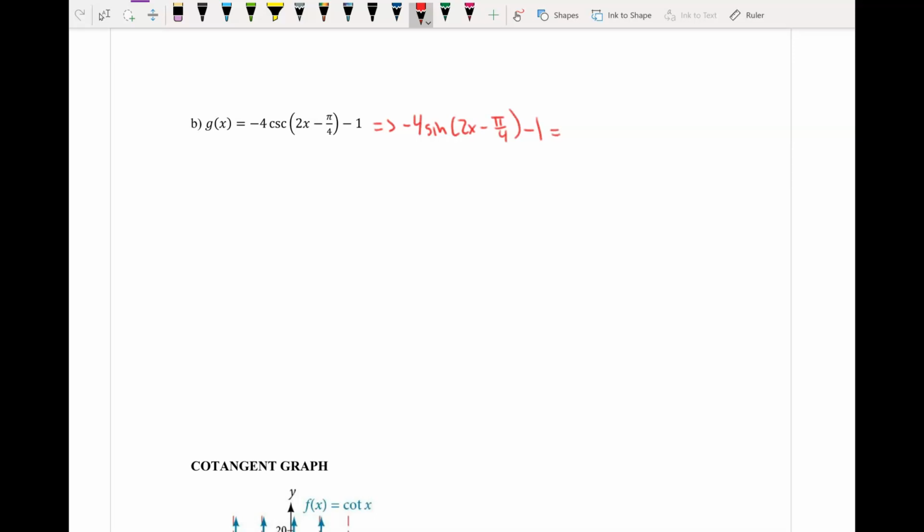Now let's make it into correct phase shift and then period change. So -4 sine, I'm going to take out a 2, so I get 2 times x. Factoring out a 2 is basically dividing by 2. So this is going to give me pi over 8 minus 1.